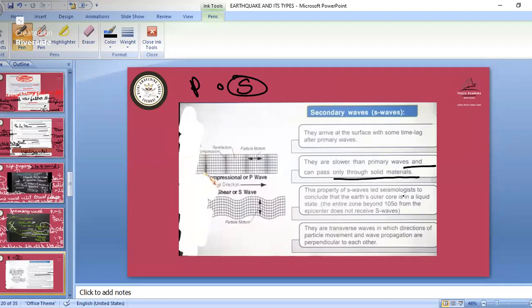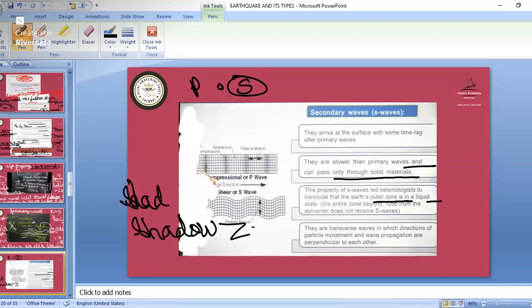This property of S waves led seismologists to conclude that Earth's outer core is in a liquid state. So by this we have studied that Earth's outer core is in the liquid state. When we see about the shadow zone, we will see that the shadow zone of the P waves and the S waves is different. By that process, we came to know that the outer core is liquid and the inner core is solid. When we study the shadow zone, we'll see how we are able to know this particular part.